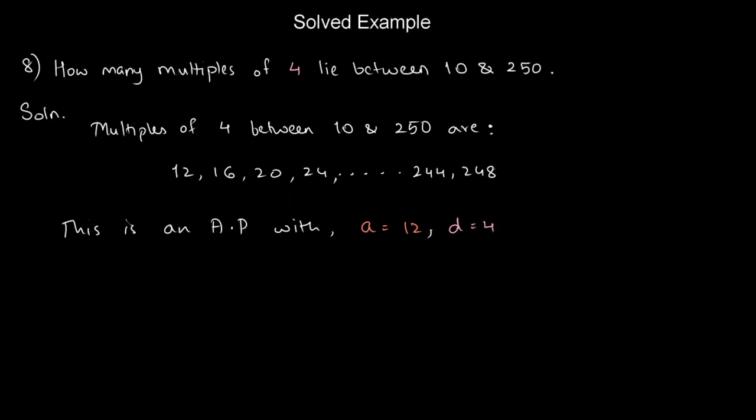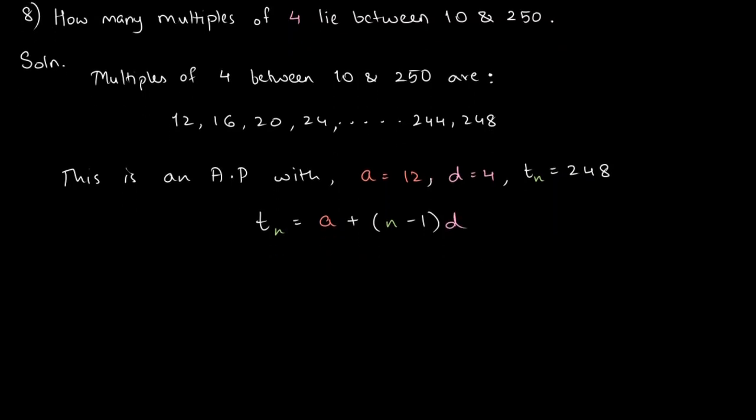And the last term is 248, so I can say the nth term, Tn, is equal to 248. I just need to find the position of this term 248, and that will give me the number of terms in the entire series, which is basically the number of multiples of 4 between 10 and 250. So I will use the general formula for the arithmetic progression, which is Tn is equal to a plus (n minus 1) into d.